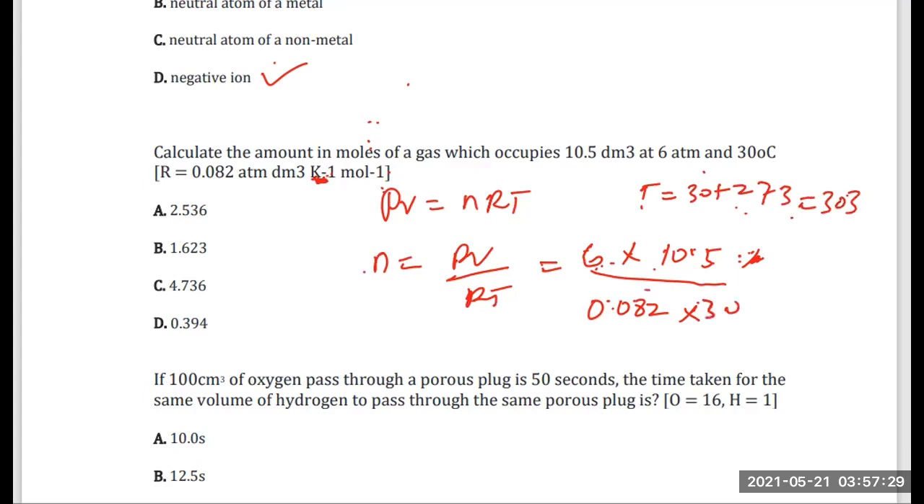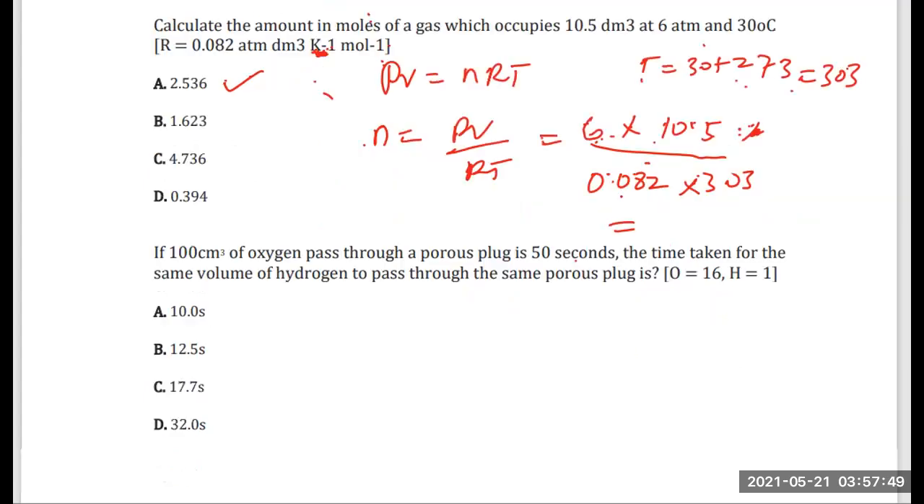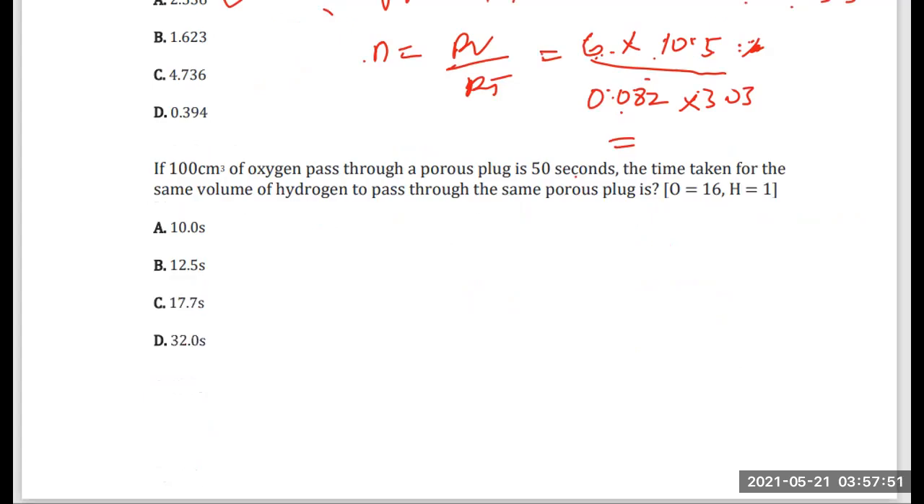So we could press this in our calculator quickly. That gives us 2.53. So 2.53 is the right answer for that. Now in this question, if 100 of oxygen passes through a porous plug, they want us to find the time that the same volume of hydrogen will pass through. This is basically using Graham's law of diffusion.